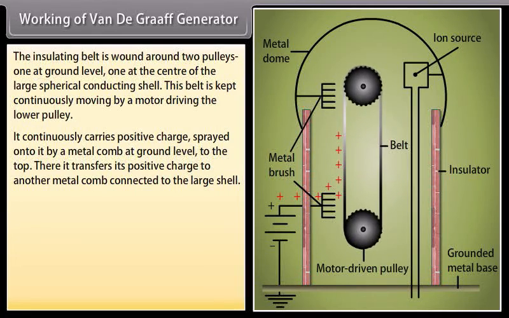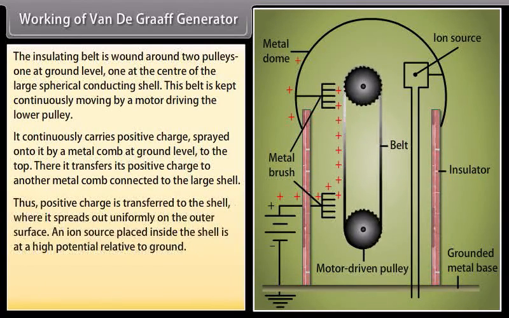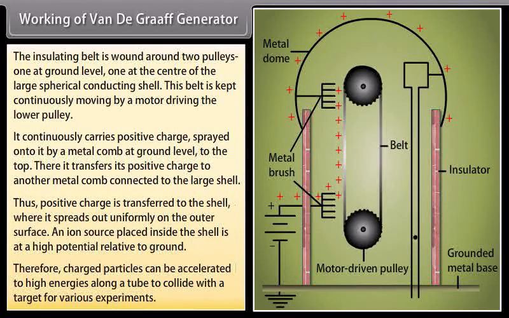There it transfers its positive charge to another metal comb connected to the large shell. Thus, positive charge is transferred to the shell, where it spreads out uniformly on the outer surface. An ion source placed inside the shell is at a high potential relative to ground. Therefore, charged particles can be accelerated to high energies along a tube to collide with a target for various experiments.